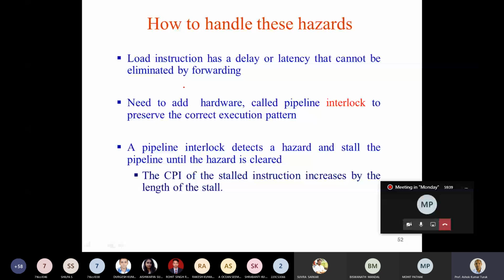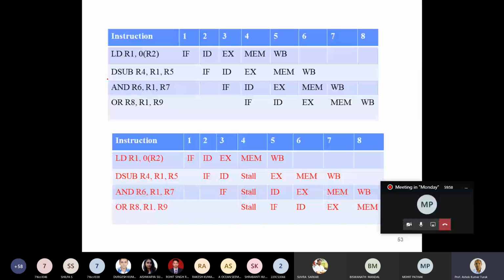So this is the execution of the previous instructions: the load, subtract and OR. Now, if I execute these instructions, this will be the normal pattern of execution. In clock cycle 4, it will read the memory, and the subtract instruction needs the value of R1 in clock cycle 4. So R1 is produced at the beginning of the clock.